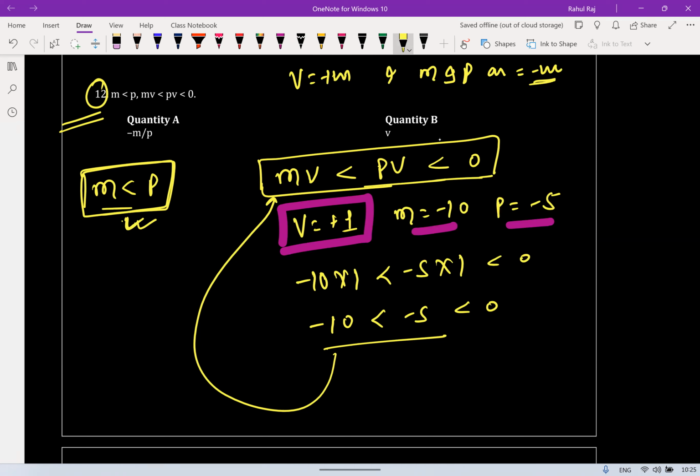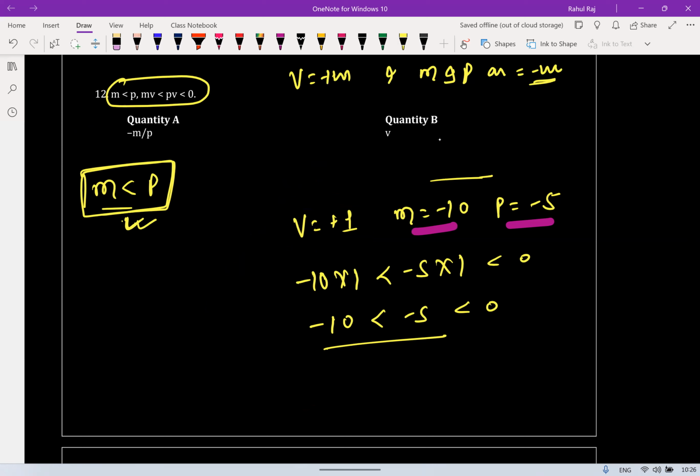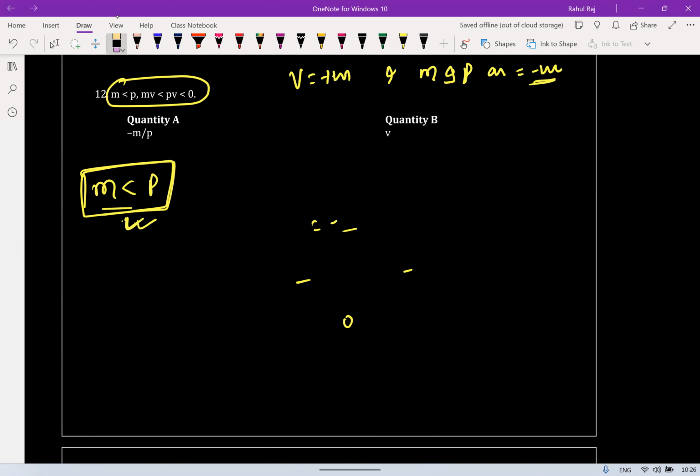But is the conclusion clear from this particular statement? Because I have not yet gone to the statement. I have not yet gone to the quantities at all. I'm just trying to visualize my conditions given to me. So with this condition, can I 100% conclude that M and P are negative and V is positive? Yes, because we tried both, and based on our conclusion, we have got that M and P are negative and V is positive.